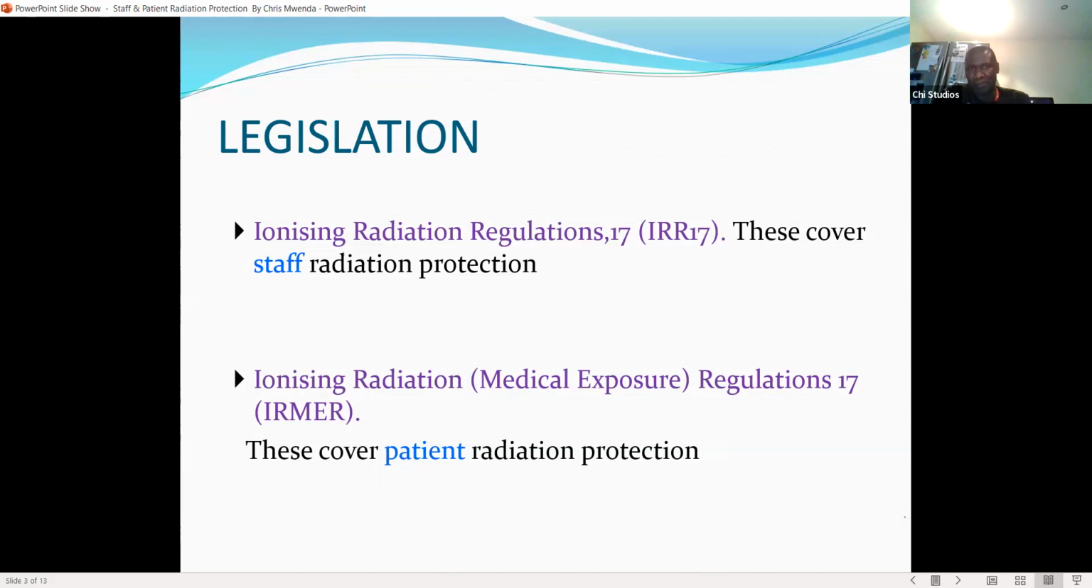In the Cath Lab, or in the radiation department in the UK, we have two regulations which we follow. We've got IRR17, which covers staff radiation protection. You can download the document from the UK government and see what you're supposed to do. And you have IR(ME)R 2017, which covers radiation protection for the patient.